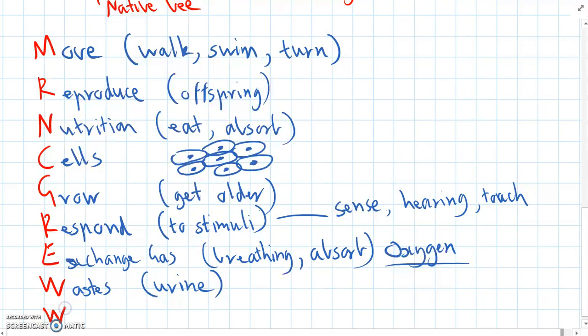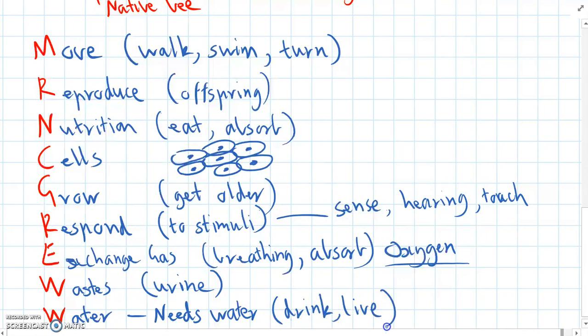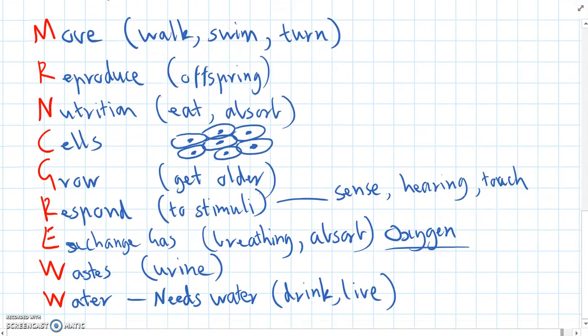Finally, there's actually another W, and this stands for water, because every single living thing needs water. Either we need to drink it, or we need to just live in the water, like sea animals need to. So if we need to check whether something is living or not, we just need to remember Mr NC GREWW, and if something ticks off each one of these, then we know that it's living.